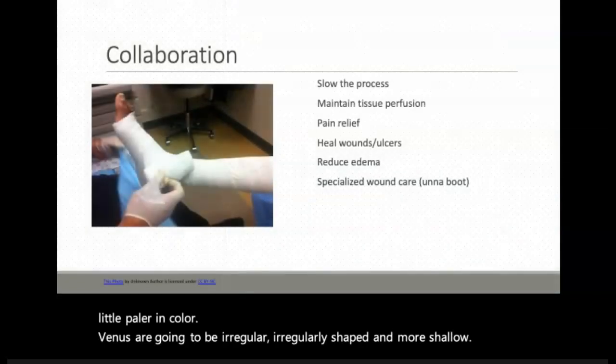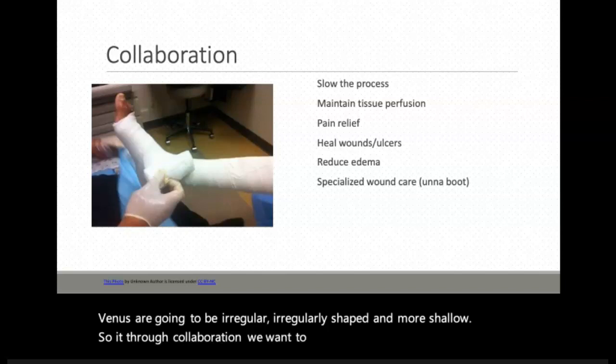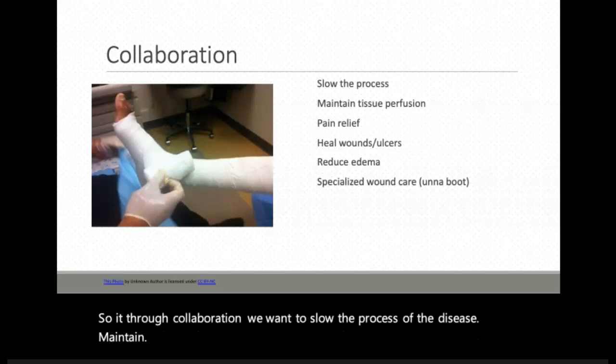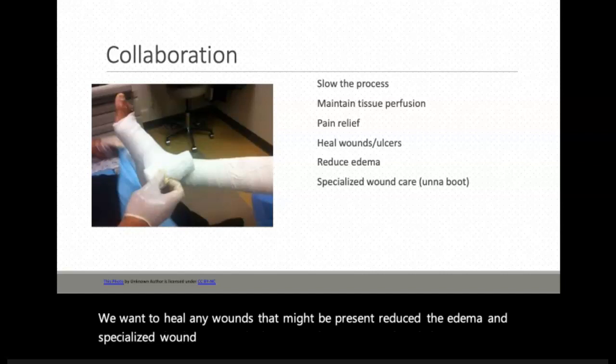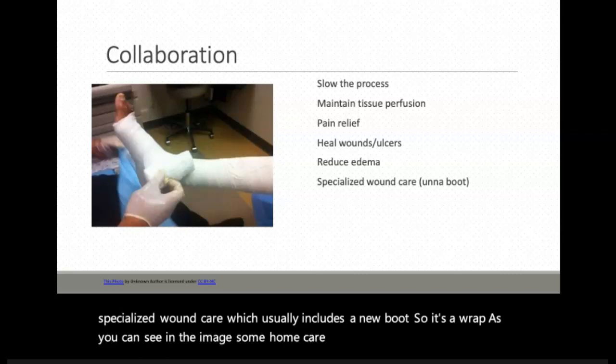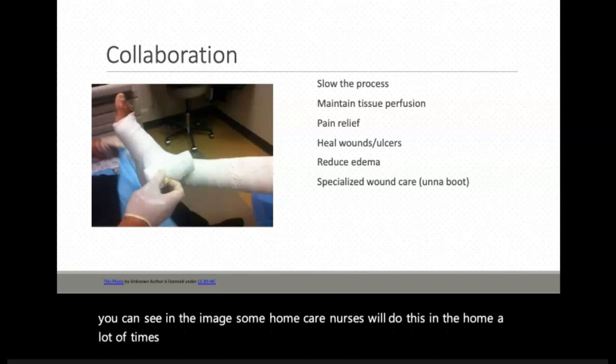So through collaboration, we want to slow the process of the disease, maintain tissue perfusion, pain relief. We want to heal any wounds that might be present, reduce the edema, and specialized wound care, which usually includes this Unna boot. So it's a wrap, as you can see in the image. Some home care nurses will do this in the home. A lot of times it's vascular that will do the dressing changes.